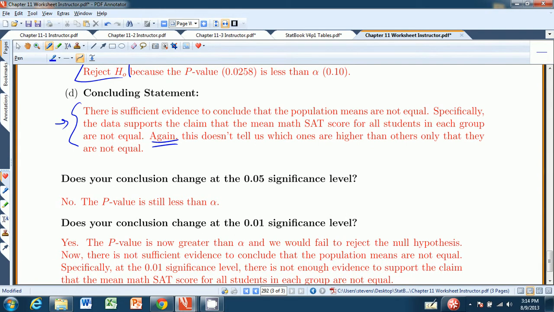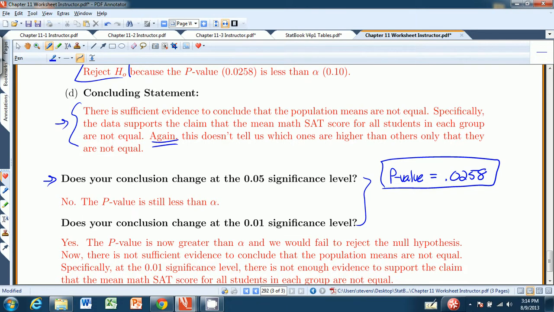Quick question. Does your conclusion change at the 0.05 significance level? Well, the p-value, just to emphasize it here, is 0.0258. And that's all we really need to answer these two questions. Does the conclusion change at the 0.05 significance level? No, because the p-value is still less than alpha. We will still reject the null hypothesis, and our concluding statement would be the same.